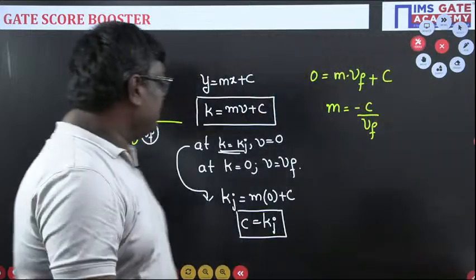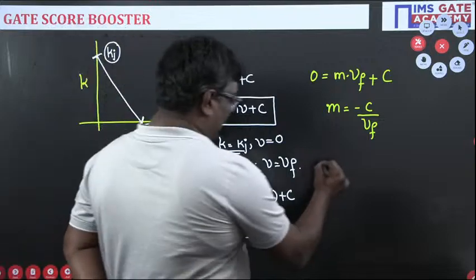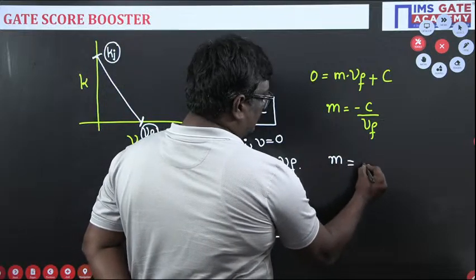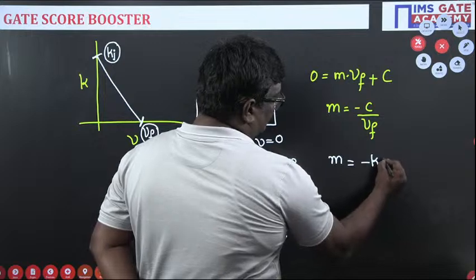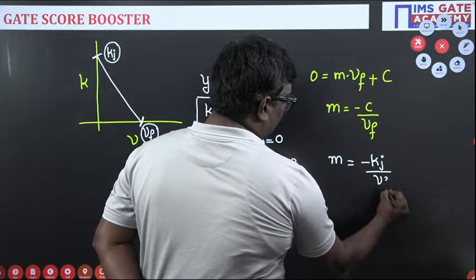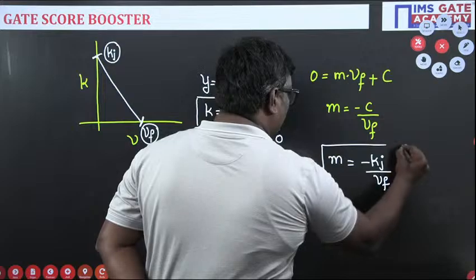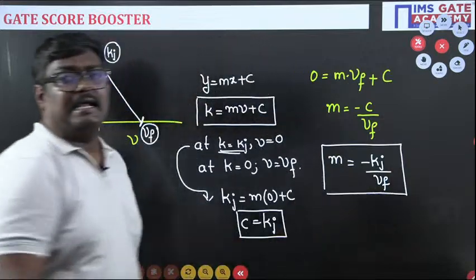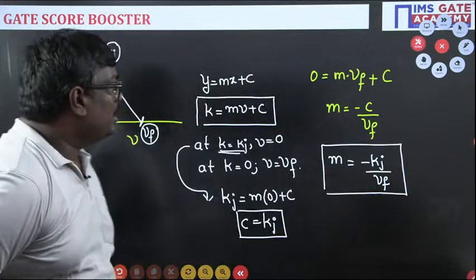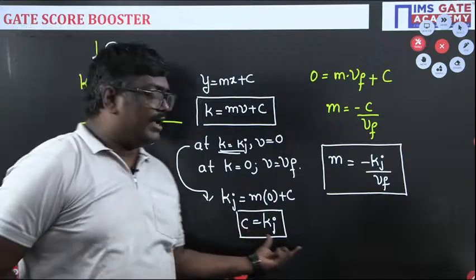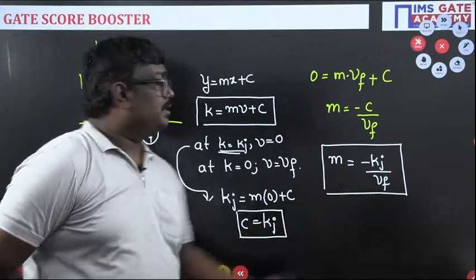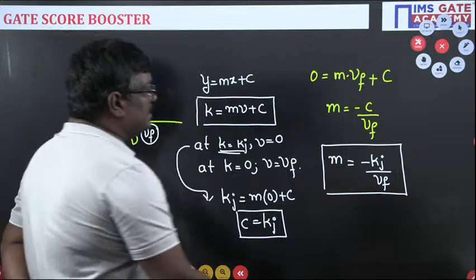Now what do you mean by c, sir, here? So m can be written as minus kj upon vf. Okay. Now see students, we know the value of c, we know the value of m. Now we have to just plug in these values.